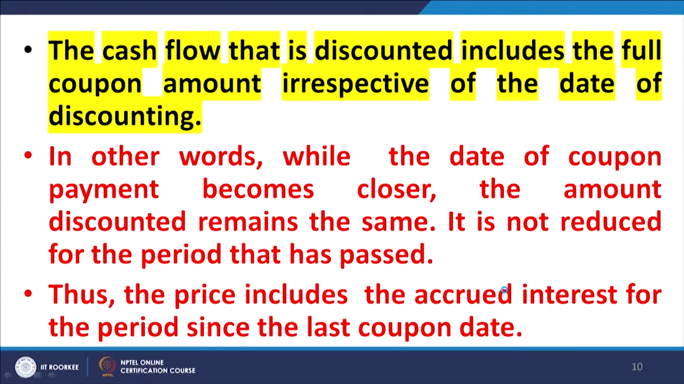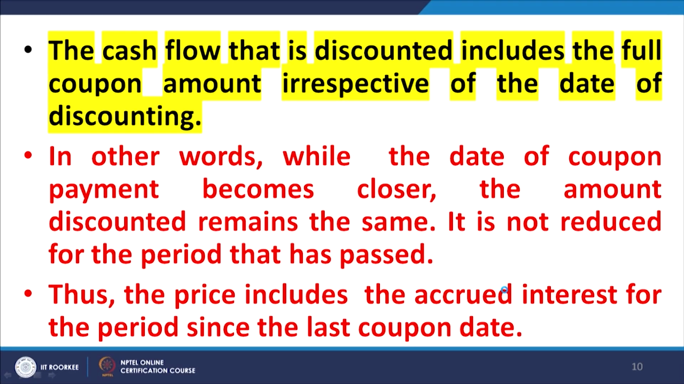However, because we have now moved forward in time, we are closer to that coupon payment, therefore the discounting effect is reduced, as you can see from the figures that we have obtained. So, that is the important point. The cash flow that is discounted includes the full coupon amount irrespective of the date of discounting. The coupon amount is not proportionately reduced. The time to the coupon payment goes on reducing, but the amount of the coupon does not get reduced. In other words, while the date of the coupon payment becomes closer, the amount discounted remains the same. It is not reduced by the period that has elapsed.